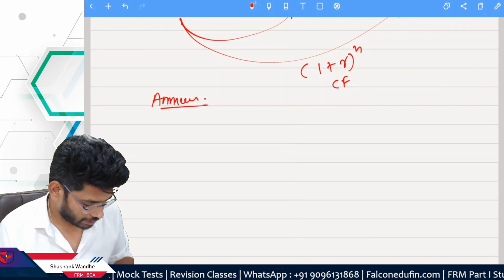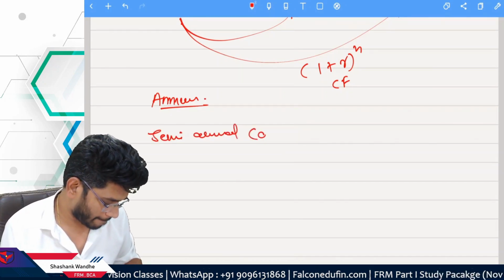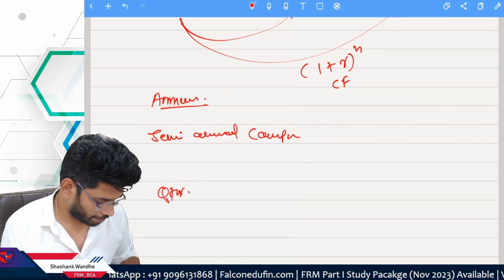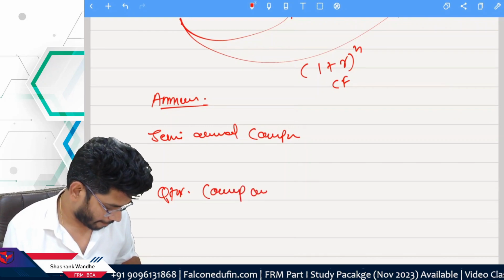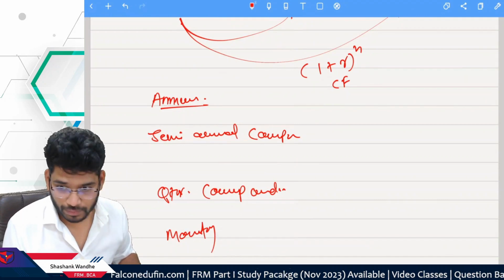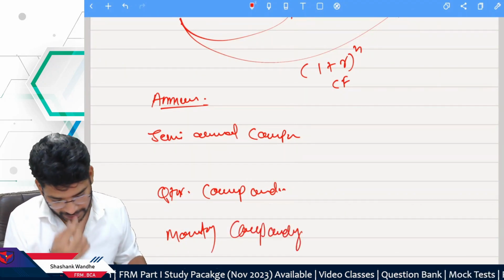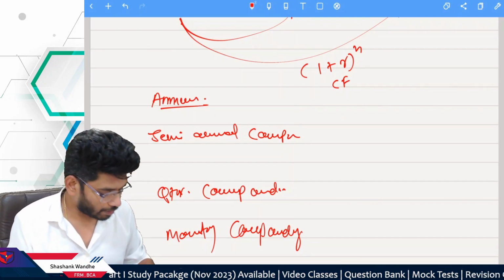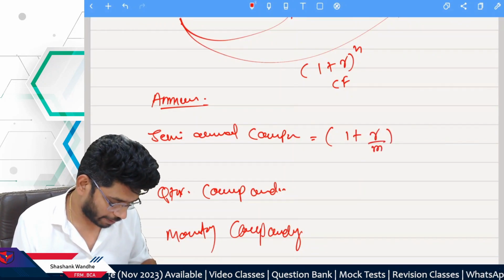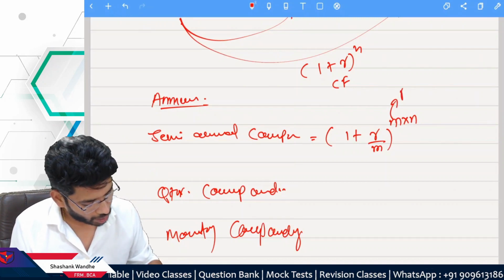What if we have semi-annual compounding, and then say quarterly compounding, and maybe monthly compounding? For the semi-annual compounding, we have to simply tweak this particular formula. So we will go like, for the compounding, 1 plus r divided by m, to the power m multiplied by n. Simple.